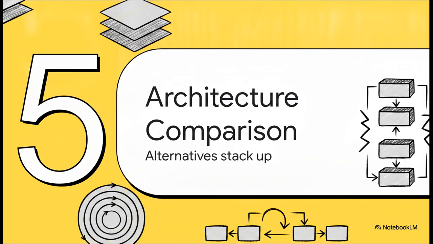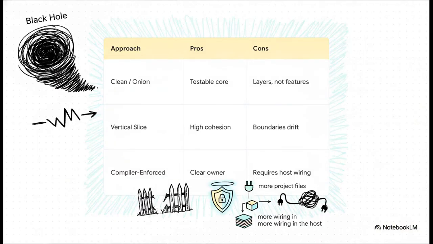Finally, Section 5, Comparing Architectural Alternatives. Let's see how this stacks up against the architectures you probably already know. So, while the black hole approach scales terribly, and standard vertical slices can sometimes suffer from boundary drift if your team isn't perfectly disciplined, our compiler-enforced approach actively guarantees boundaries. It gives you a clear owner per feature. Is there a trade-off? Yeah, for sure. It requires more project files, and you have to do a bit more wiring up in the host. But honestly, for the sanity it provides your team, it's a wildly worthwhile trade.